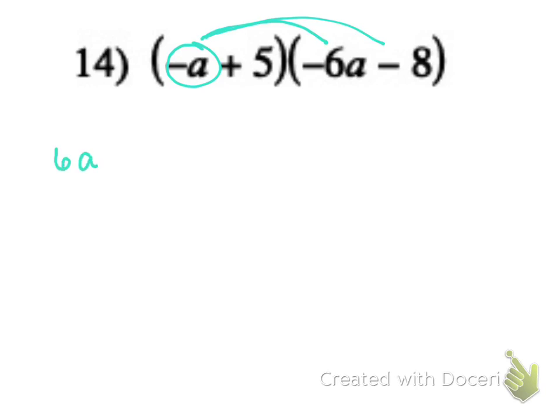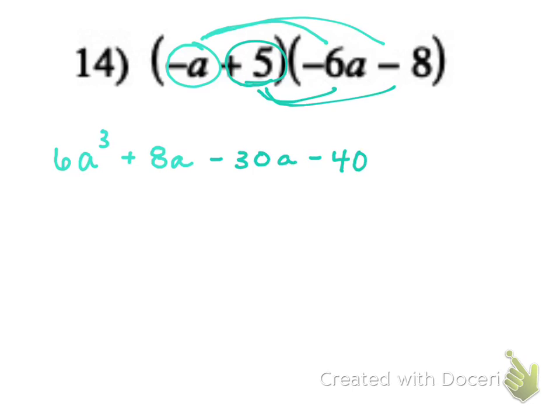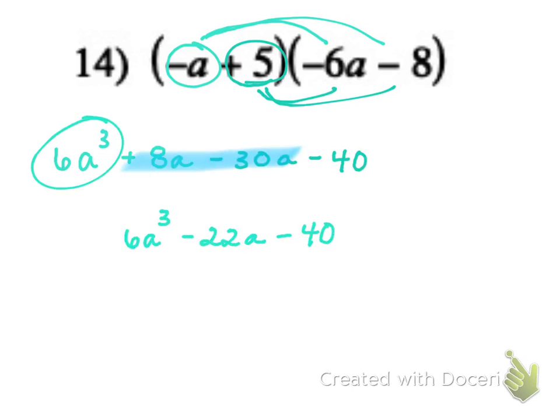Distributing again. So I start with that negative a. Once I'm done with that, I distribute my negative 5 and combine like terms. Here the only like terms I have are in the middle. So that's all I need to combine. The 6a cubed and the negative 40 don't have any like terms to combine those with.